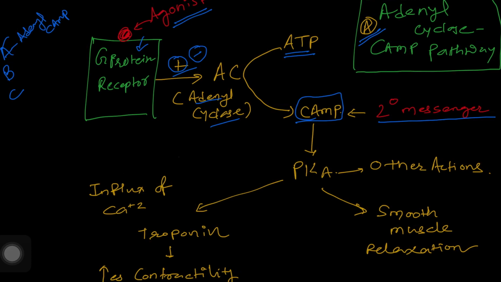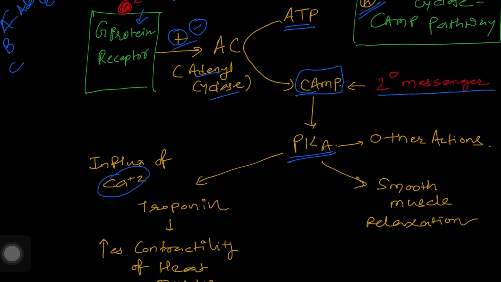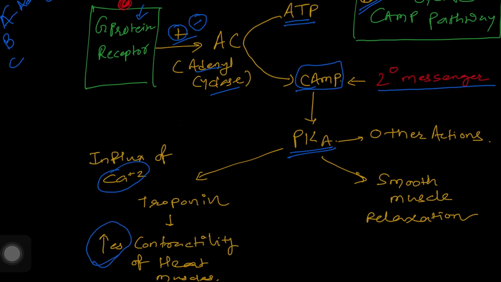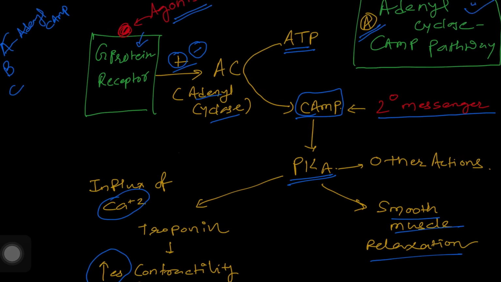And here in this case, we are taking the example of beta receptors. So this cyclic AMP stimulates protein kinase A, and it carries out influx of calcium, and because of that the contractility of heart muscle increases. Another function of it is relaxation of smooth muscles. So this is an example of beta receptors, which are G protein coupled receptors that act through the adenyl cyclase cyclic AMP pathway, and especially stimulate this adenyl cyclase.